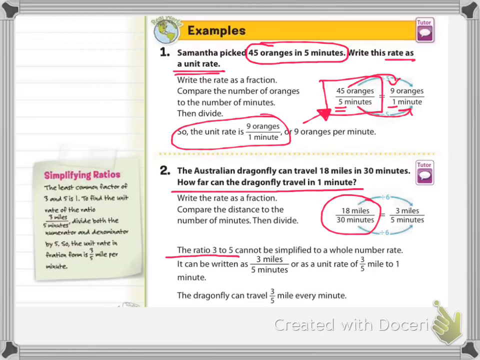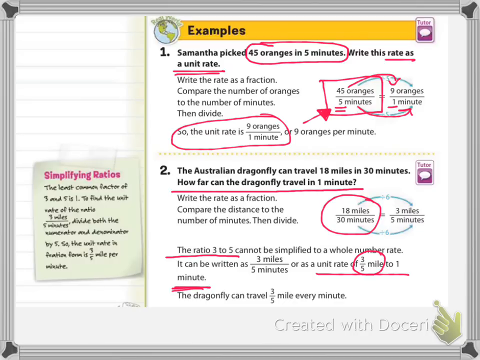So what they're doing is they just left it in fraction form. It could be written as 3 miles over 5 minutes, or, and this is the part where they had it right here, 3/5 of a mile to 1 minute.